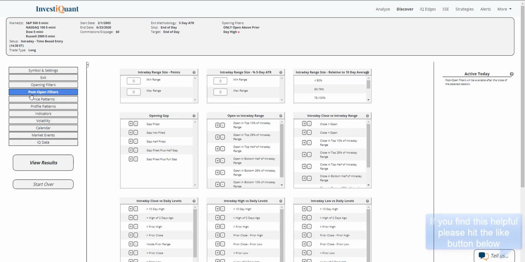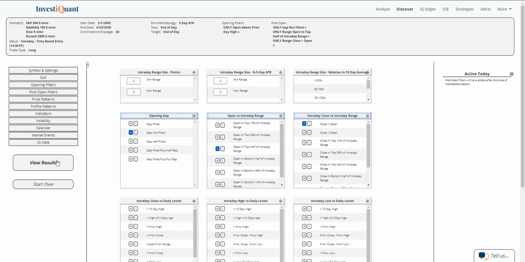I'm going to select that the gap has not filled, that the open is in the top half of the intraday range. That is currently true. However, if we started getting some major range expansion to the upside, that may not be true, as the range would expand, that could make the open move down below the midpoint. But currently, the open is in the top half of the range, and we're trading above the open. So by definition, that means we are trading above the midpoint. And that's all I'm going to use for this study. And then I'm going to click View Results.